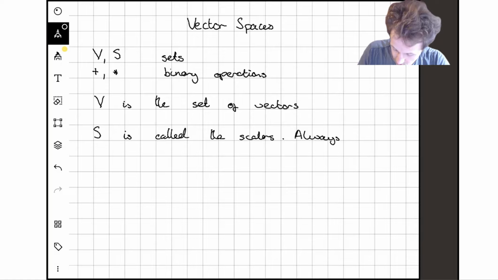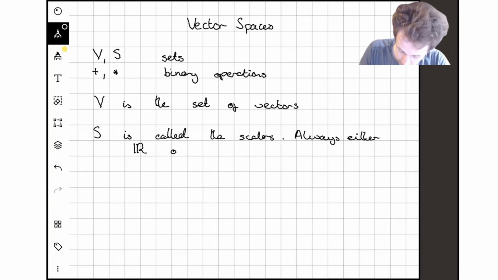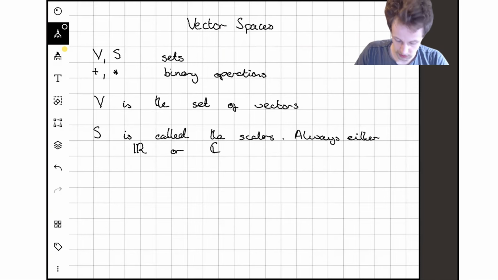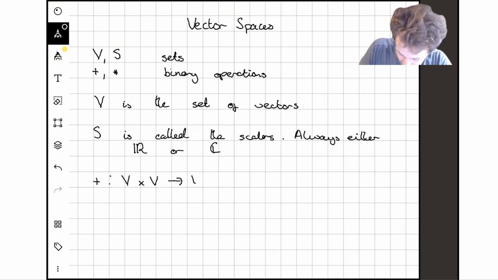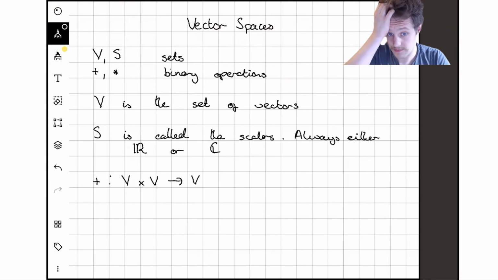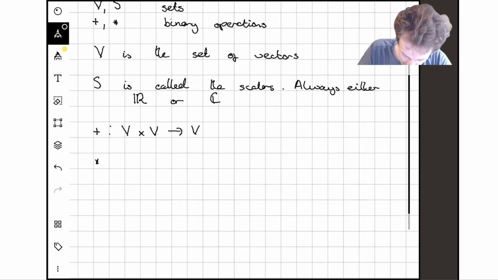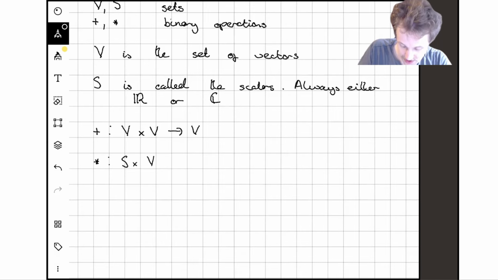always either the real numbers, which we wrote with this fancy R, or the complex numbers, which we wrote with this fancy C. Now, the first binary operation, plus, is just a map that eats two vectors and gives us back a third vector. So it allows us to add vectors. Now, the second map, this star or multiplication map, eats one scalar, so something from S, and eats something from V, and gives us back something else in V.